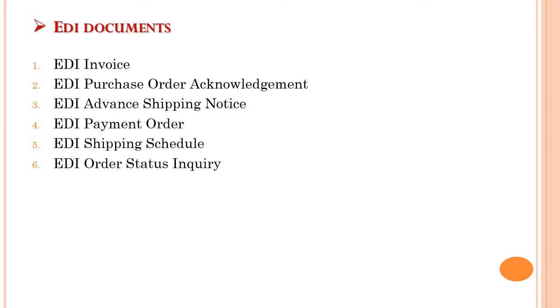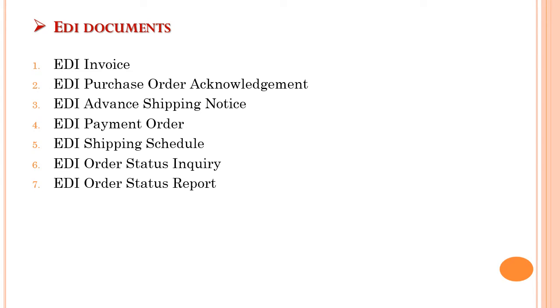Next document is EDI order status inquiry. Okay. In this document, the customer will send an order status inquiry to get updated information about the purchase order or a select portion of the purchase order. An order status inquiry might request an update about the shipping of the order, the status of the product in manufacturing, the quantities of a set of items that are already shipped, or other related details.